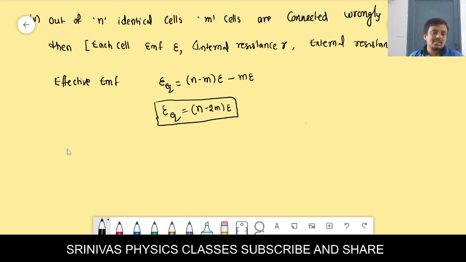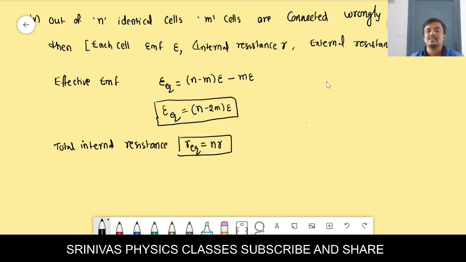What is the total resistance? I want the total internal resistance. Can you tell? What is the total internal resistance? How many cells are there? Total n cells are there. Then for n cells, the total resistance is what? nr. There is no wrong connection for the resistors. Is it right?